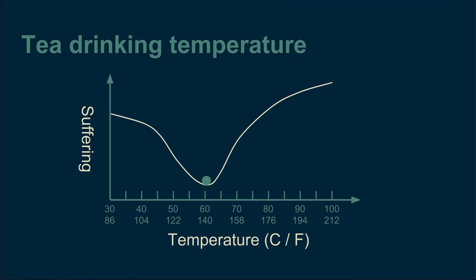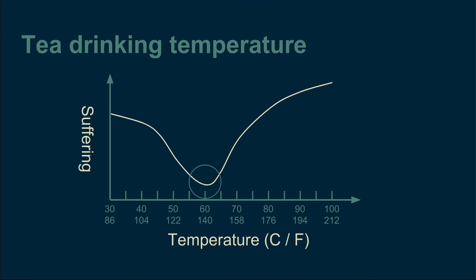Now, if we want to find that mathematically, the first thing we do is flip it upside down, just because this is how optimization problems are formulated. But it's the same type of thing. Instead of maximizing tea drinking pleasure, we want to minimize tea drinking suffering. We want to find the bottom of that valley, the lowest possible suffering.